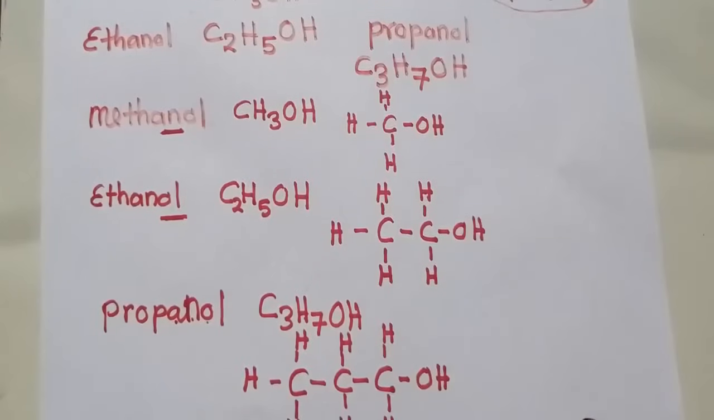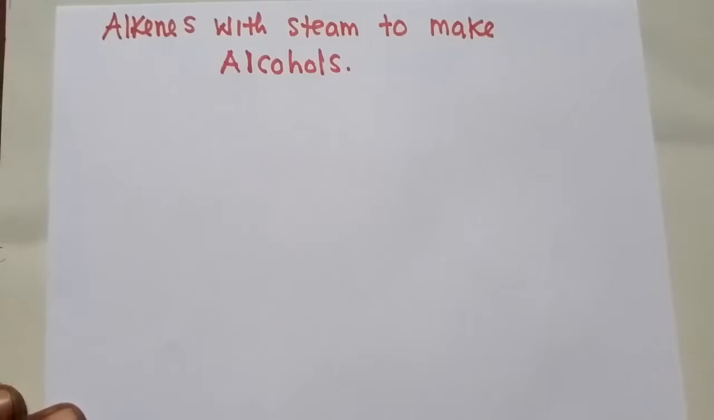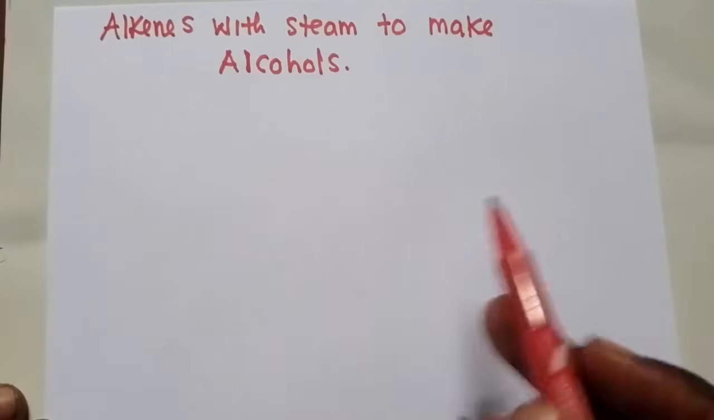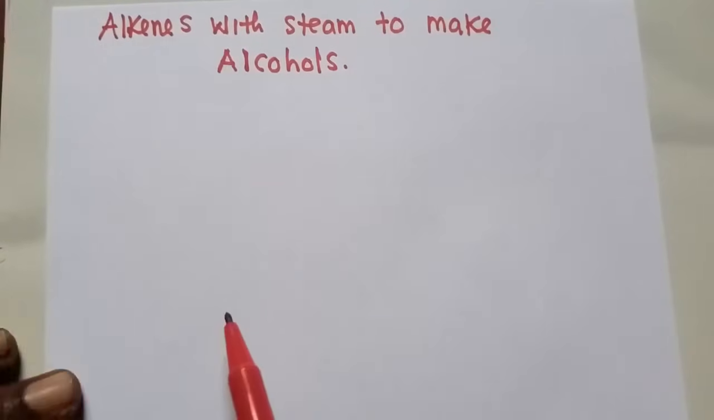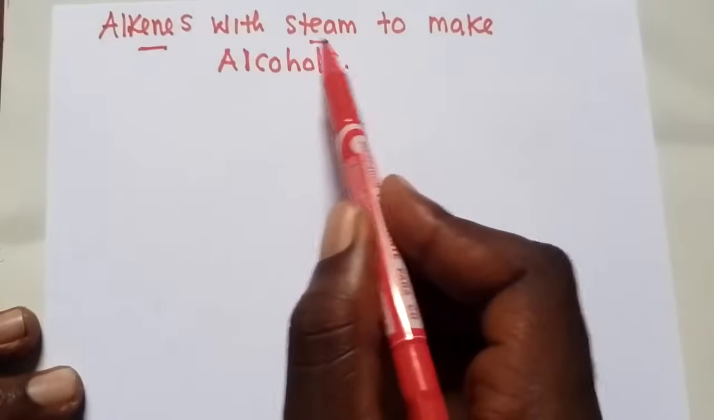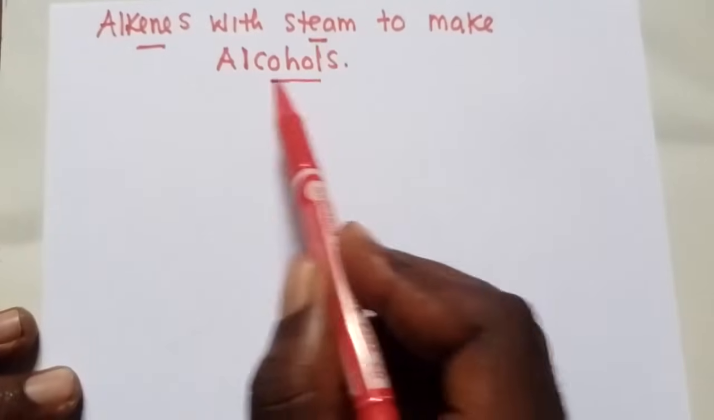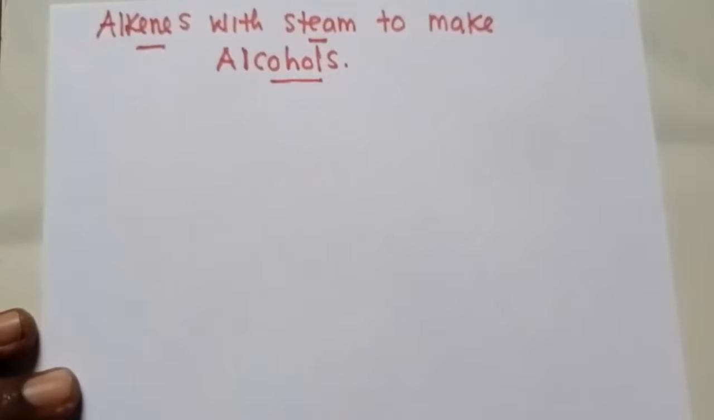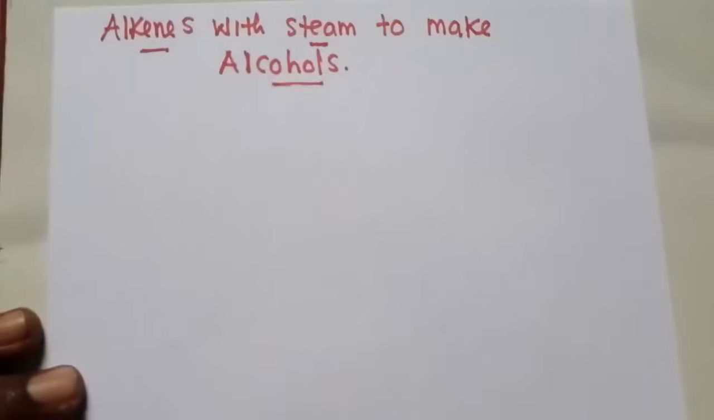But when an alkene reacts with steam, an alcohol is produced. So let me give you an example to see how these are made. Move to this one: alkenes with steam to make alcohols. Whenever an alkene reacts with steam, an alcohol is produced. So give me one example of alkenes.